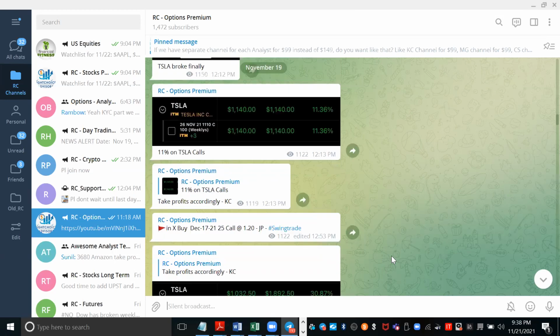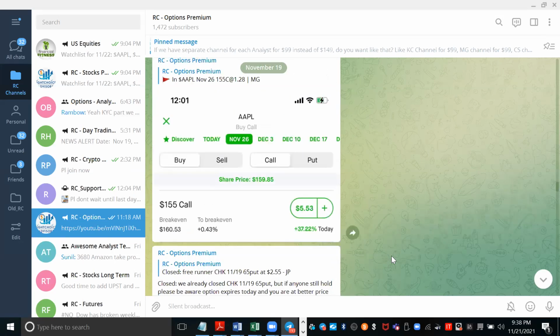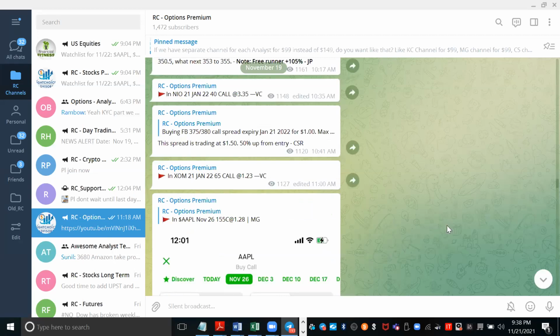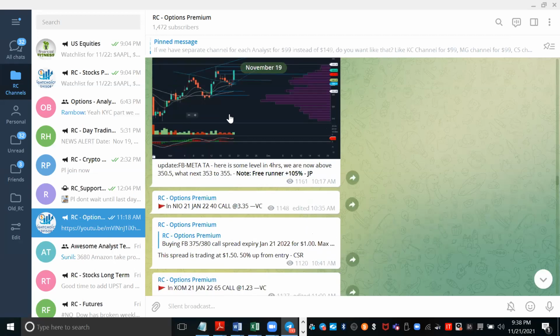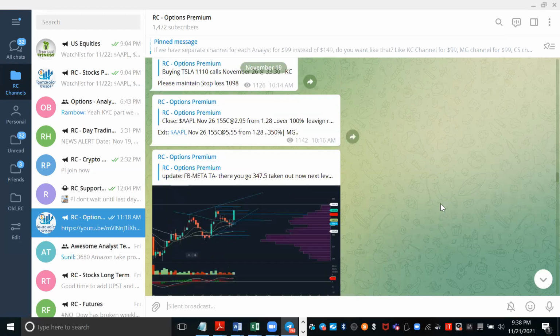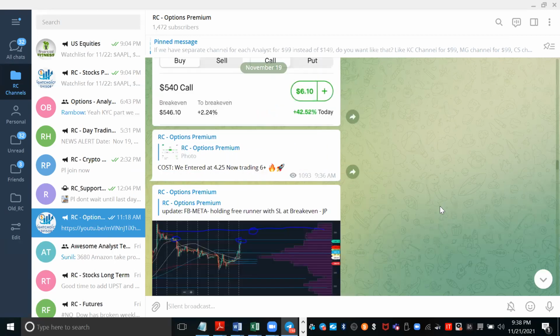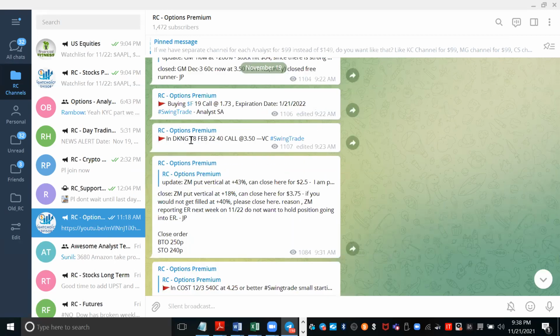So let us see, for example, we have JP and we have CS and CSR. Right, you generally see a swing trade. Okay, I am buying DKNG, so and so date, 40th call. This is a swing trade, right?